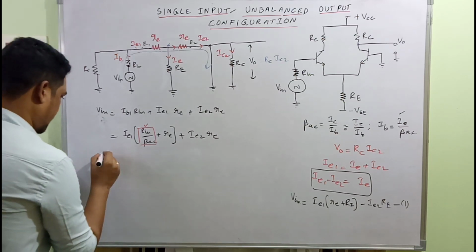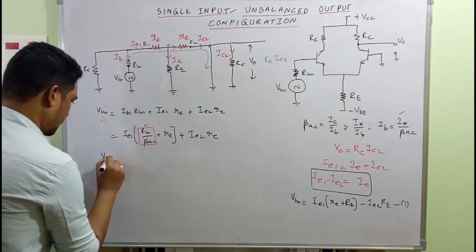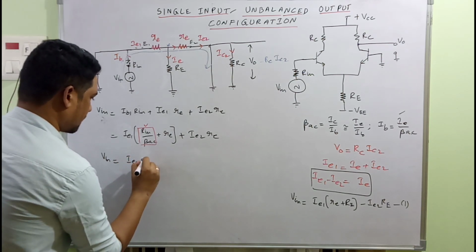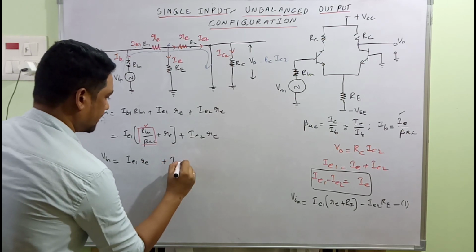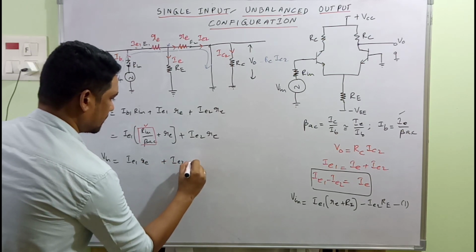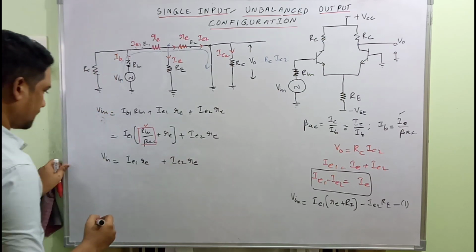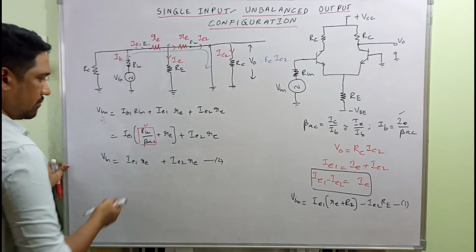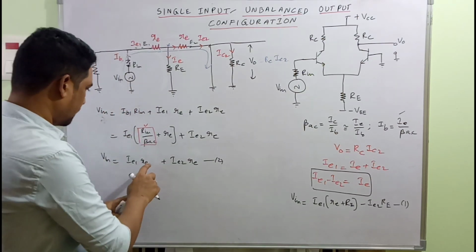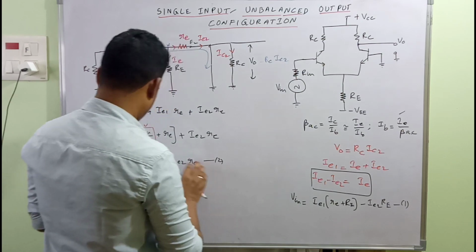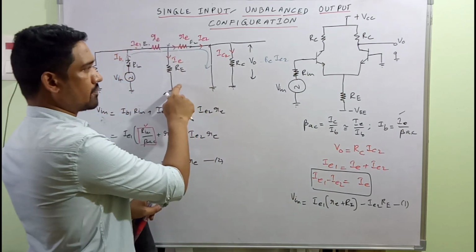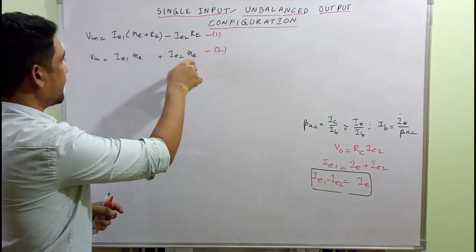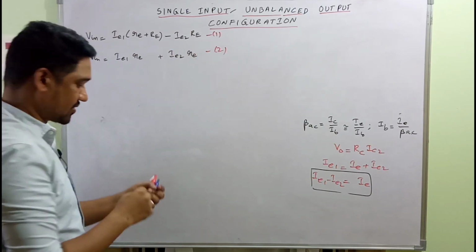Our final expression for V in will be equal to IE1 RE plus IE2 RE. Yeah, let this be the expression number 2. Make a note, please. So we are done with both the equations, so we don't need this one. I'm going to erase this one. Please make a note. Both the equations 1 and 2 are rewritten again here for convenience. Let's start the analysis from here.